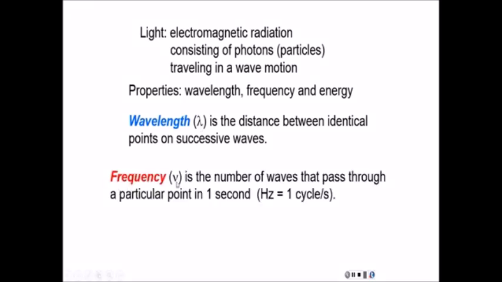Frequency is represented by the Greek letter nu, which looks like a little v here, and it's the number of waves that pass a particular point every second. The unit for frequency is called a hertz, and a hertz is equal to one cycle or one wave per second. You might wonder, what about the unit for wavelength? Well, since it's a distance unit, we can use any distance unit that we had previously. We're going to see two of them: meters and nanometers.